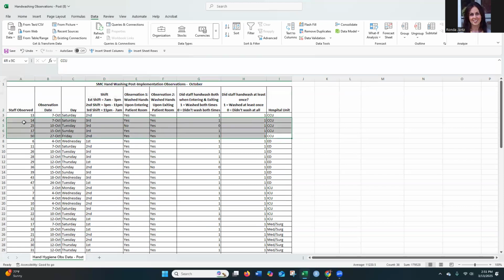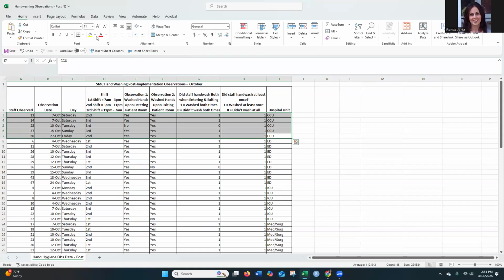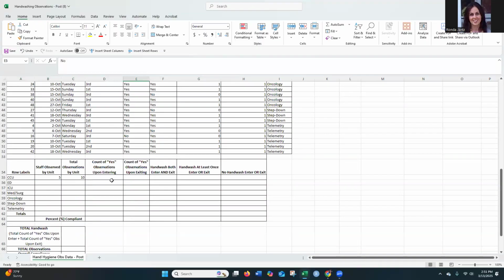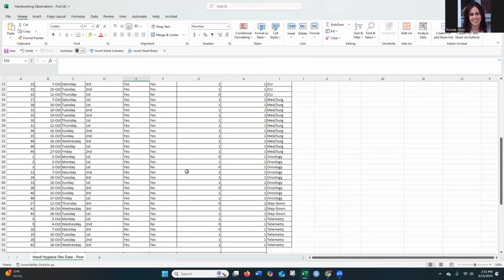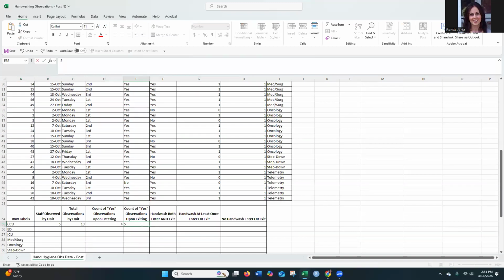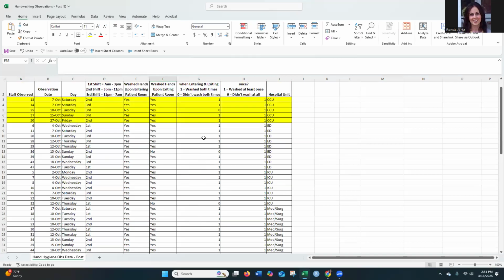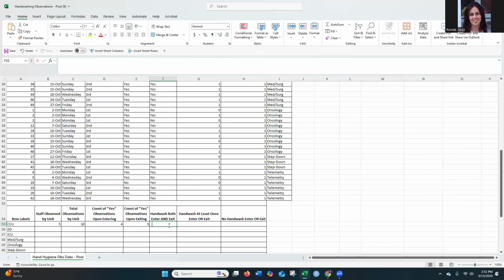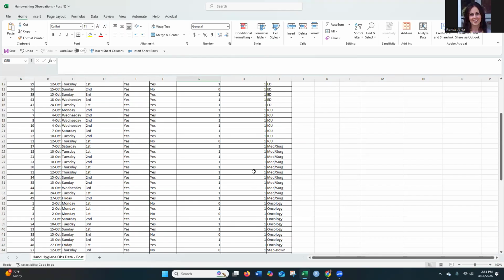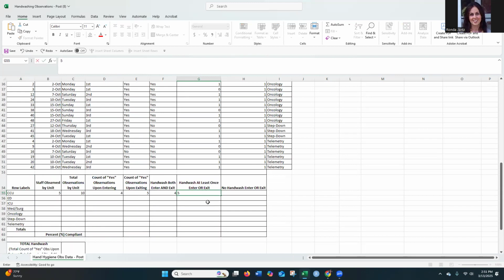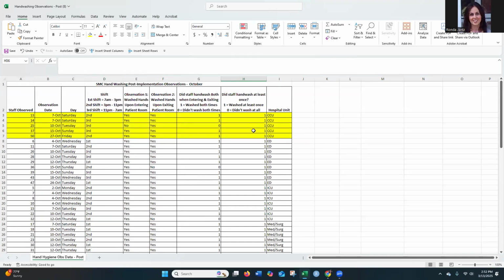Oh, I'm sorry, I didn't highlight that. Okay, we have 4 who washed when they entered. So we are going to do 4 on entering, and on exiting, we have all 5. So we have 5 yeses on exiting. And then hand wash both enter and exit, it looks like we have 4 number ones. Hand wash at least once, we notice we have 5 number ones. And no hand wash enter or exit is 0. There's no zeros in column H.